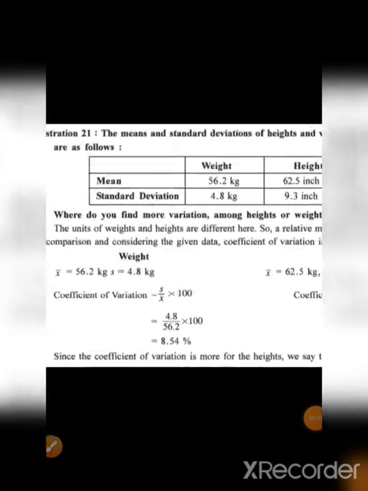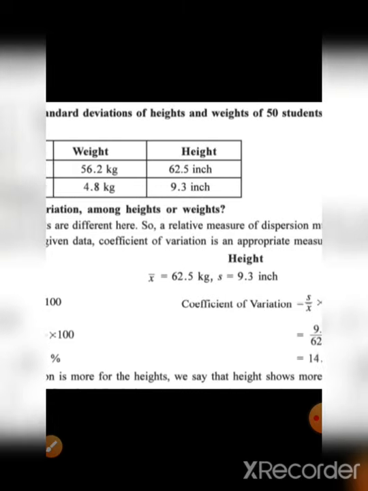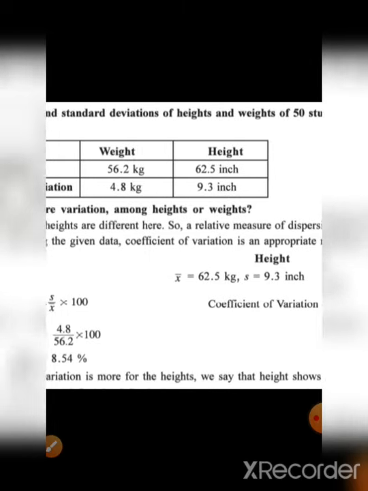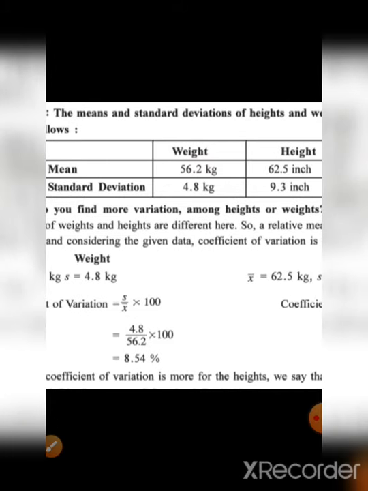Here we shall now see our example number 21. Example number 20 is based on this. So after doing example number 21, very nicely you would be able to complete example number 20 by yourself. What is given: the means and the standard deviations of heights and weights of 50 students of a class are as follows. Children, over here the table is given with the mean weight and mean height of the 50 students, and the standard deviation of weight and height of the 50 students.